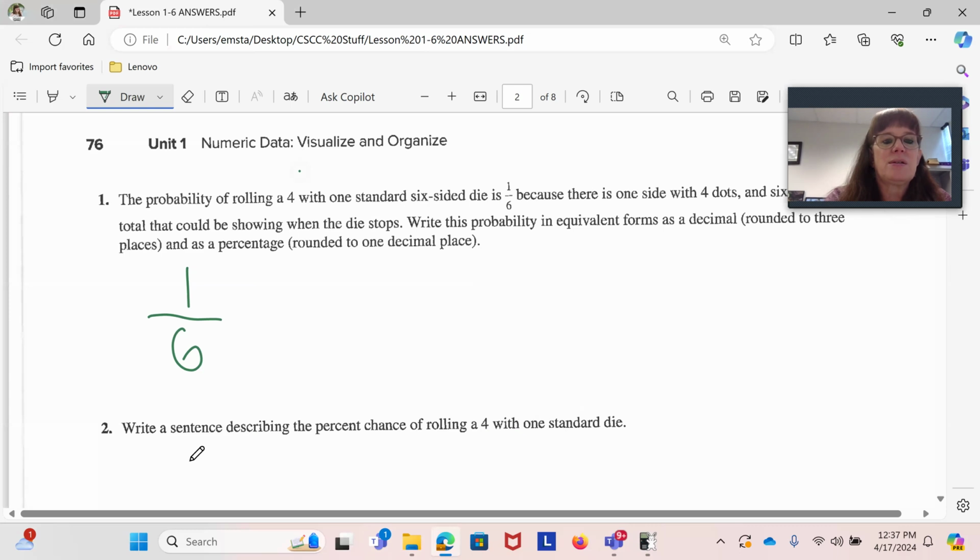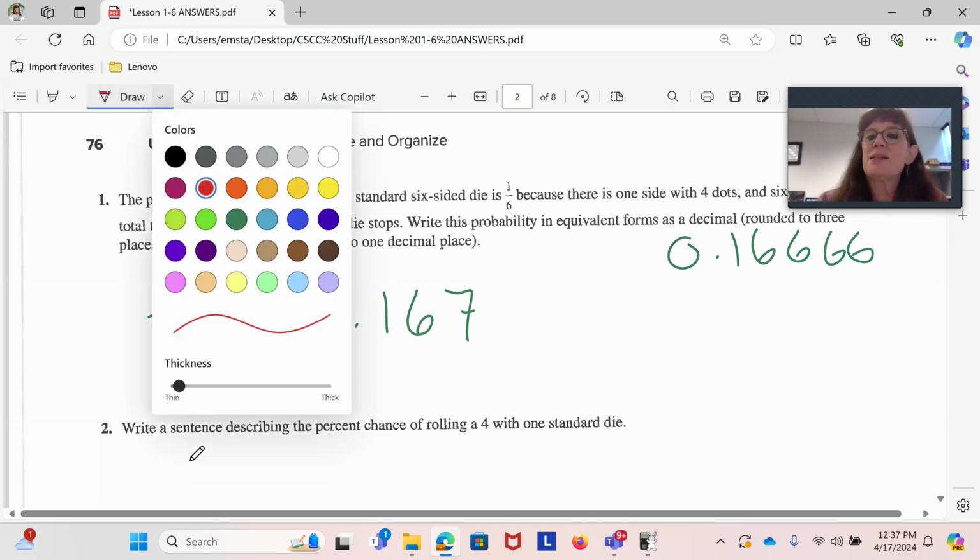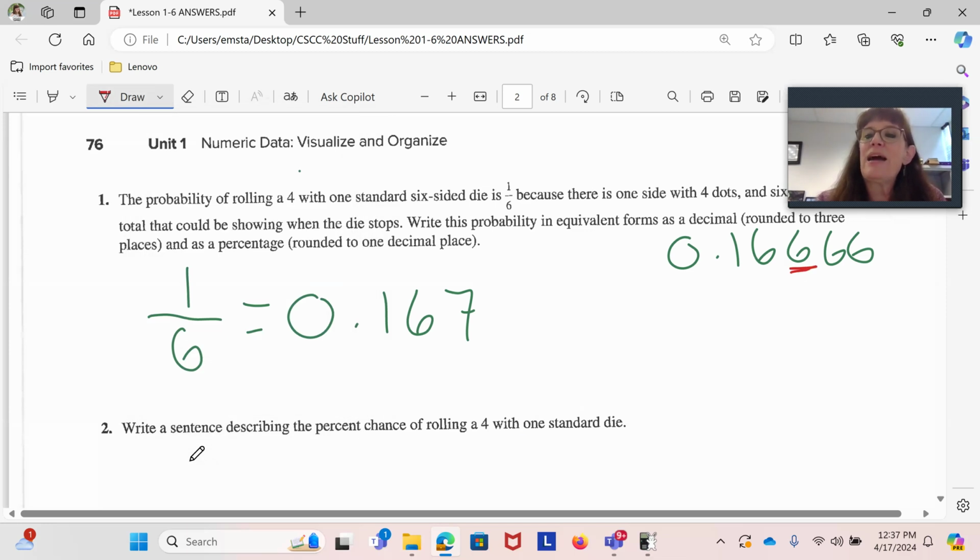So I'm going to say my answer is 0.167. Just so you know where that's coming from, when I had this 0.1 with a bunch of 6s here, they asked me to round to 3 decimal places, so that's this number here. The number after it will tell me what to do. If it's a 5, 6, 7, 8, or 9, it bumps the number before it up. If it's a 0, 1, 2, 3, or 4, it stays the same. So that's why our 6 became a 7.